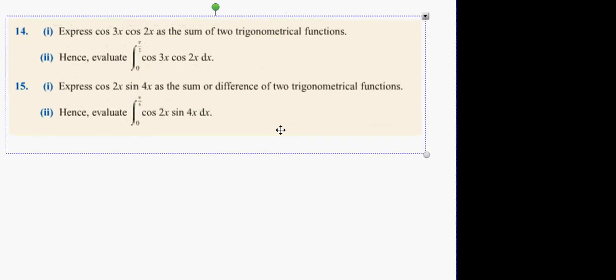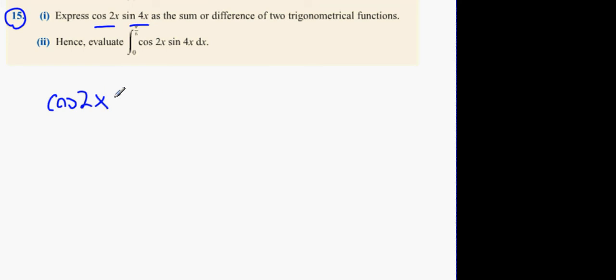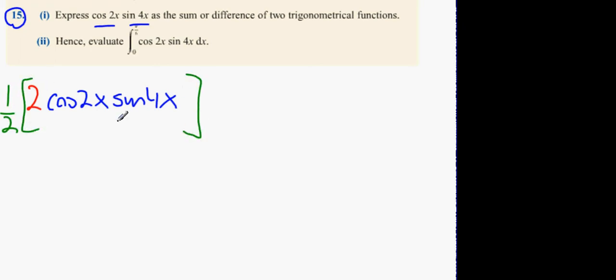Okay, so here it is here. Number 15. Express cos 2x sine 4x as the sum or difference of two trigonometric functions. What I do first of all is I'd say, okay, I know that on the top of page 15 they always come in twos. Do you understand? So I'm going to just do this: a half 2 cos 2x sine 4x. Then I'm going to say that A equals what? What does A equal? B equals 4x.